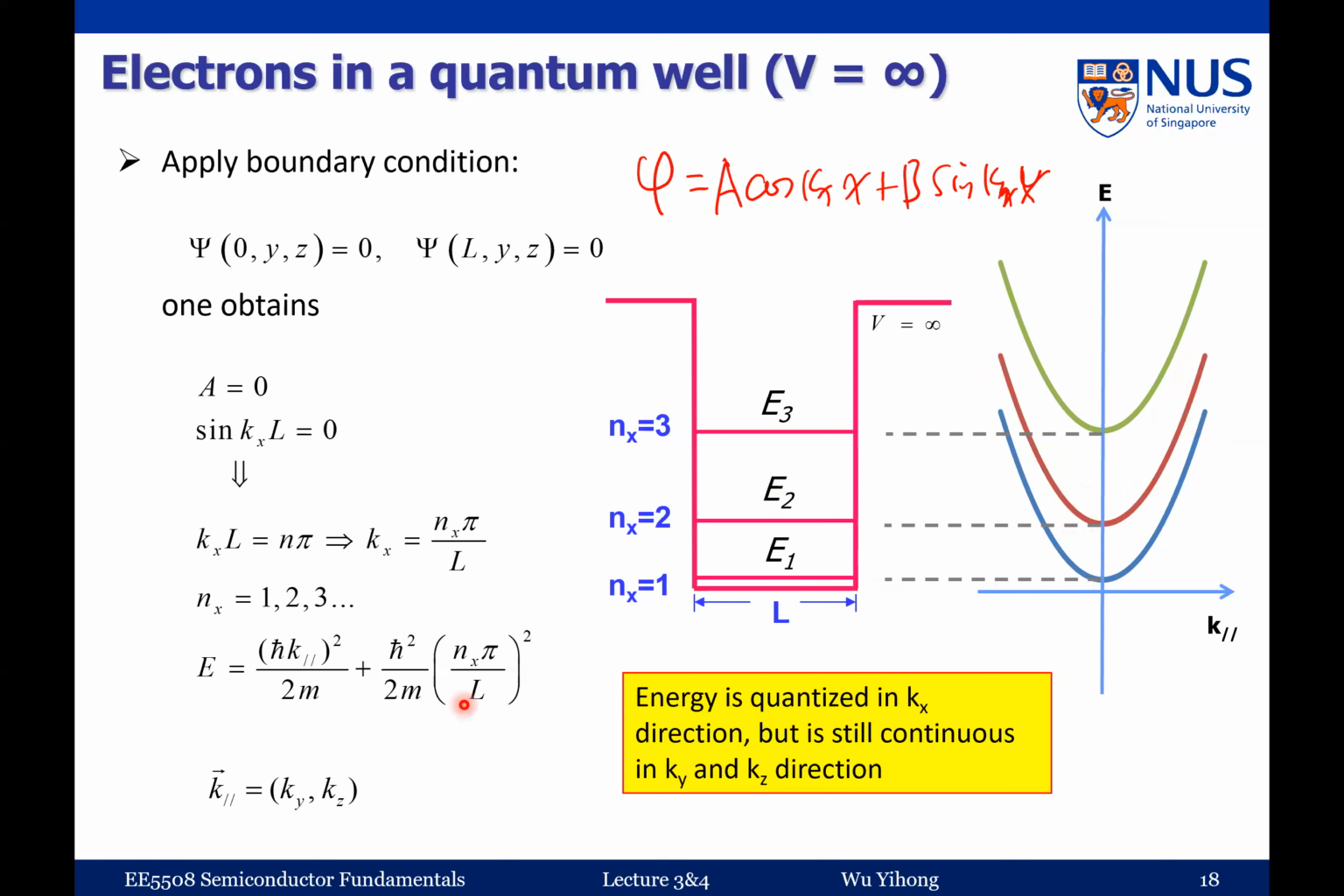one. That's because your n now is nx equals 2, but this is 1. Okay, and similarly, after that you have E3. So you have this kind of dispersion. It means that in principle, for a quantum well, in the direction which is parallel to the well, you still have this parabolic dispersion because the electron can move freely. But perpendicular to the well, the energy is quantized. Okay, so that's the conclusion we have for this.